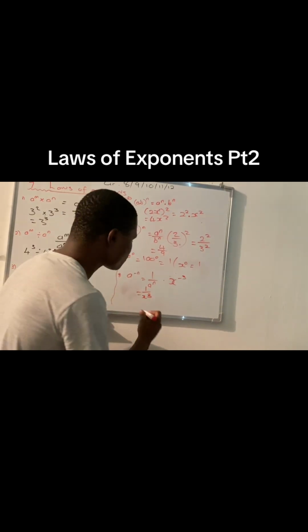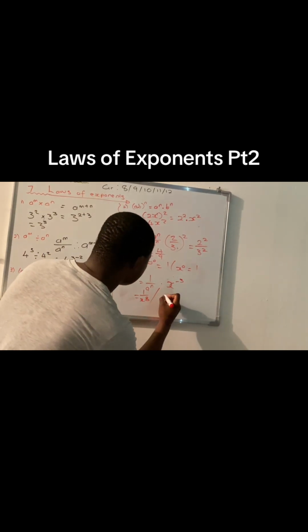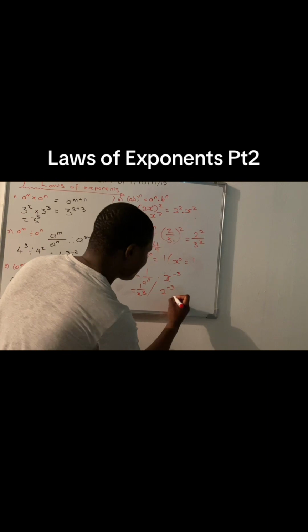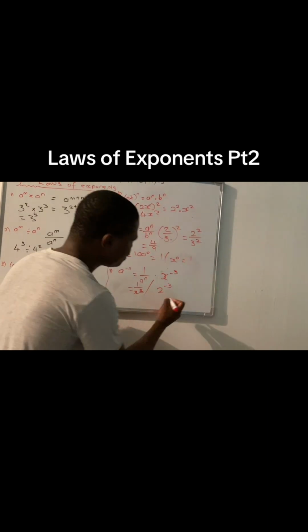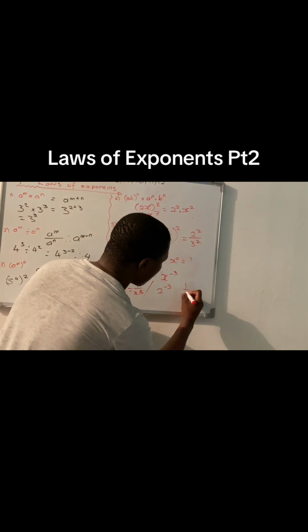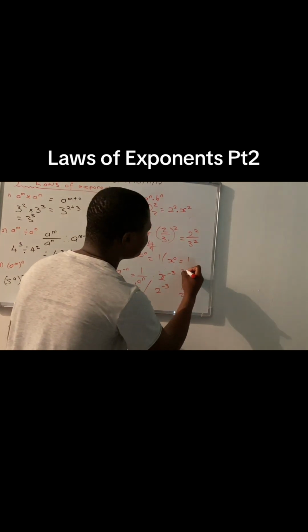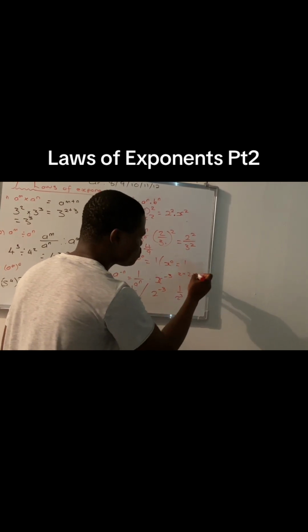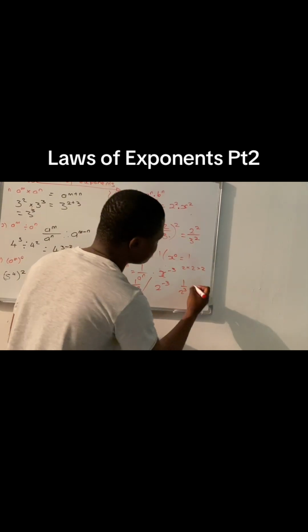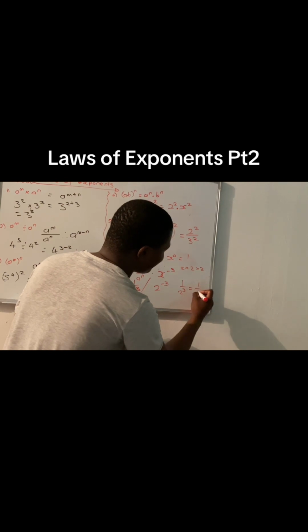And if this was in terms of numbers, let me say you've got 2 to the power of negative 3, you're going to change this into a fraction, and it will be 1 over 2 to the power of 3. And then we're going to have 2 times 2 times 2. 2 times 2 is going to give you 4, and then 4 times 2 is going to give you 8. So your answer will be 1 over 8.